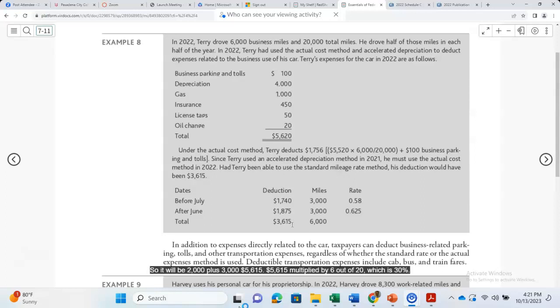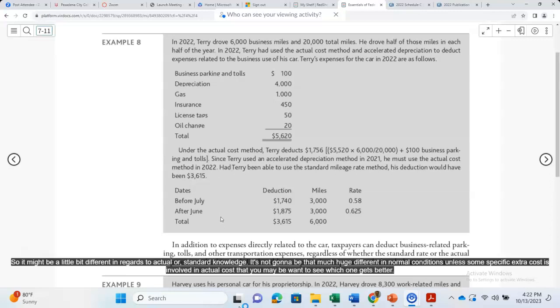So it will be 2,000 plus 3,615, $5,615. $5,615 multiplied by 6 out of 20, which is 30%. So 30% times 5,615, which is 3,615 plus 2,000 straight line depreciation.